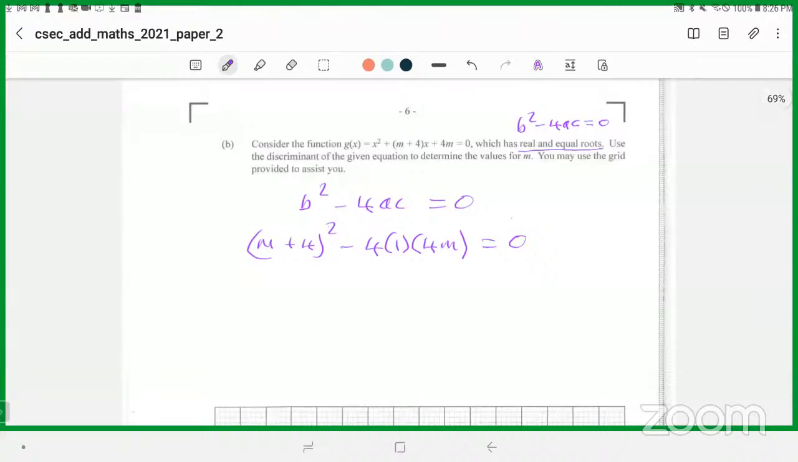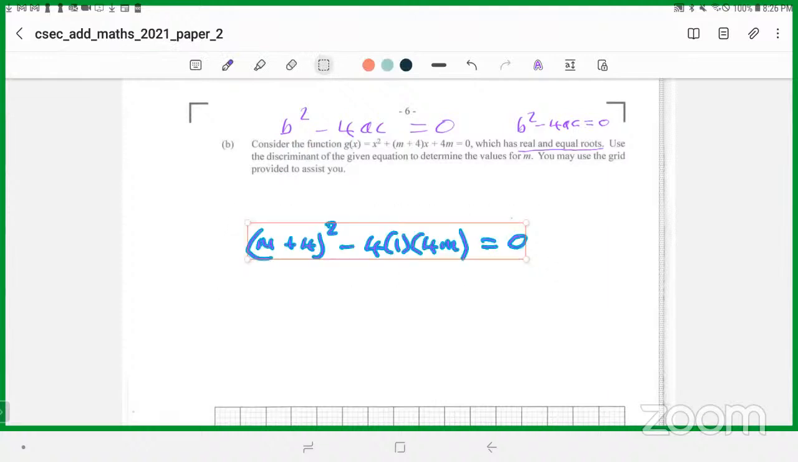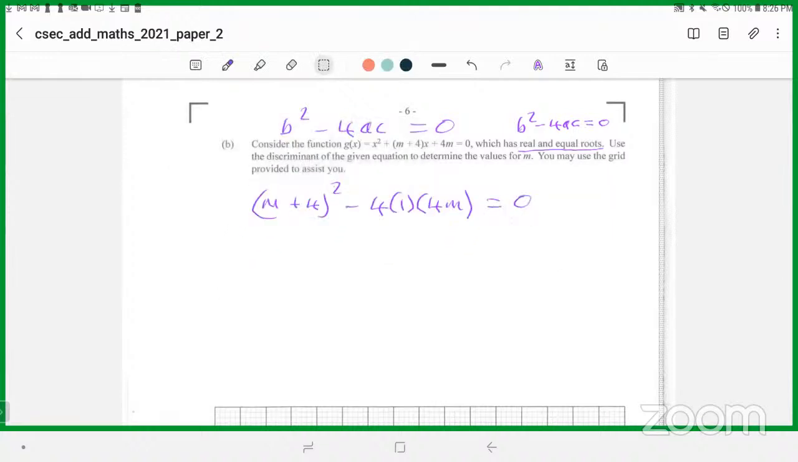So I'm going to expand it out. Let me shift this up here, just to get more space to write, guys. All right. I'm going to expand this out and solve it.